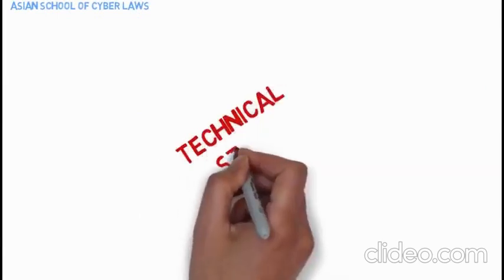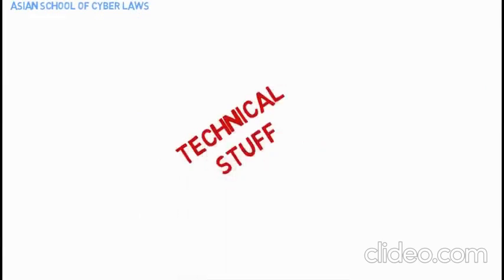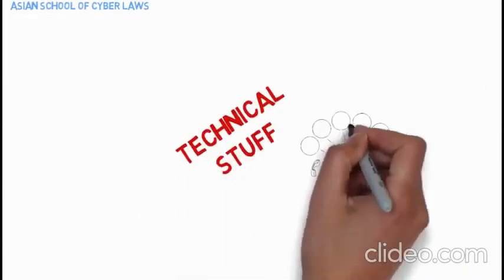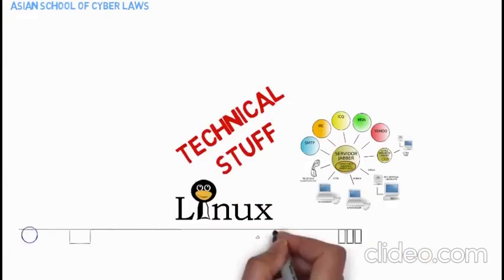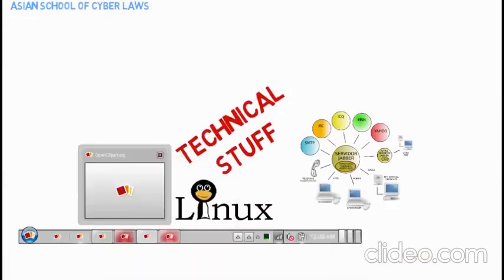Now let's have a look at some of the technical stuff a cyber forensic investigator should be very, very well versed in. The first obviously would be a good understanding of the important operating systems. Whether we talk about Linux, Windows, Mac OS, or various flavors of Unix. The reason for this is that each of these operating systems would be storing important evidence in different methods.